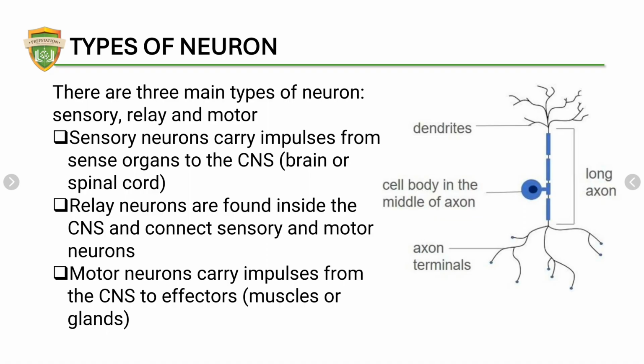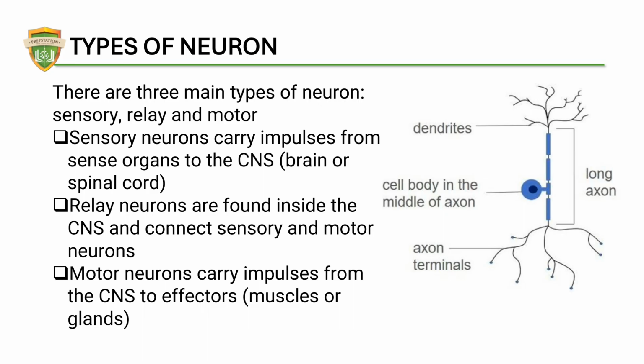Now, there are three major types of neurons in the body. We have the sensory neuron, the relay neuron, and the motor neuron. The sensory neurons carry impulses from sense organs to the CNS, which of course is your brain or the spinal cord, while the relay neurons are found inside the CNS and they connect sensory and motor.